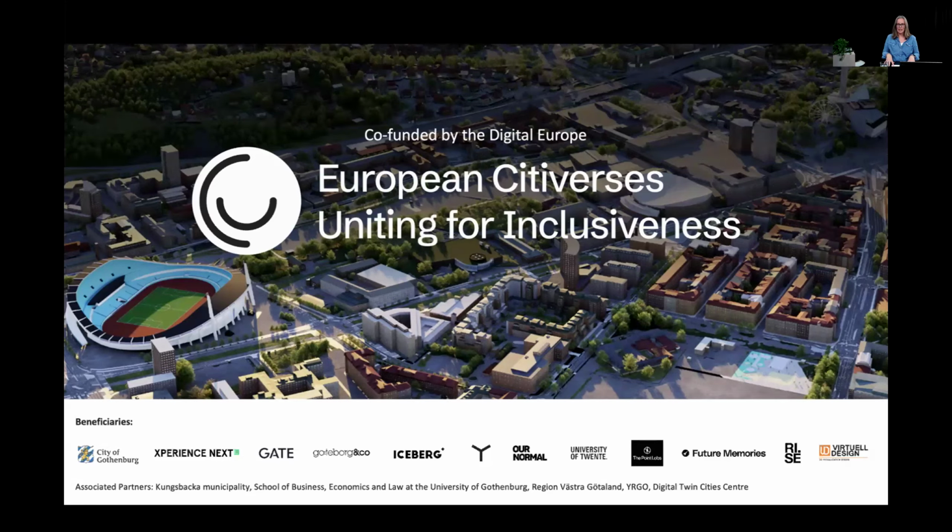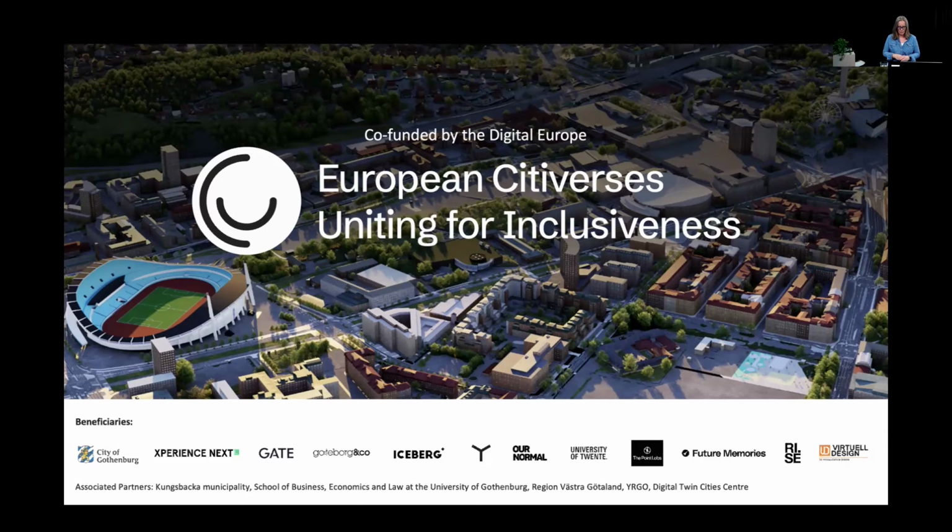Most welcome, and my name is Anna Wennblad, and I'm the project leader of this fantastic project. So let's start with this slide that we have on right now. European Citiverses Uniting for Inclusiveness. This is our long and fantastic project name. It stands for European is our where. We do this for Europe and to create an awareness and include more stakeholders across Europe.